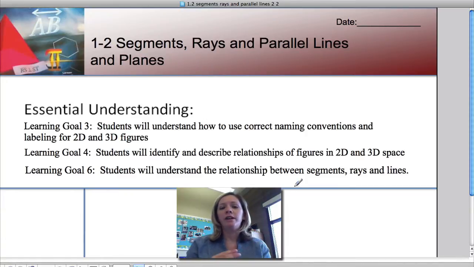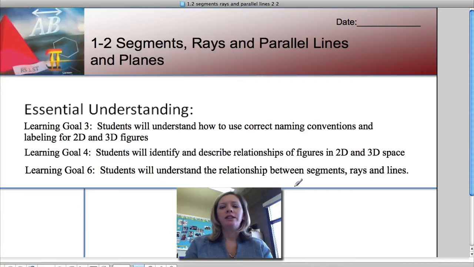So this is using all the right notation and symbols to indicate what you're talking about in your diagram and in your work. The second is that students will identify and describe relationships of figures in 2-dimensional and 3-dimensional space. So how do you explain how 2 figures are coming together and how they meet, what the relationship is? And then the third is that students will understand the relationship between segments, rays, and lines.